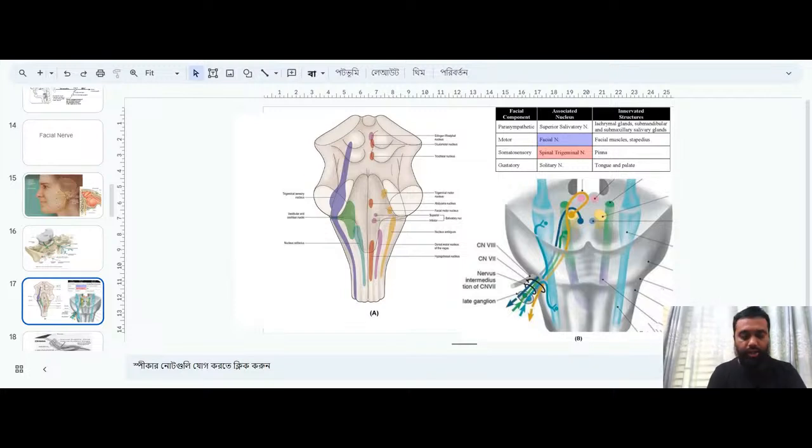Roll number 33. Please answer my question. Please type your answer. What do you mean by upper motor and lower motor? Roll number 33, please answer it. What do you mean by upper motor and lower motor?